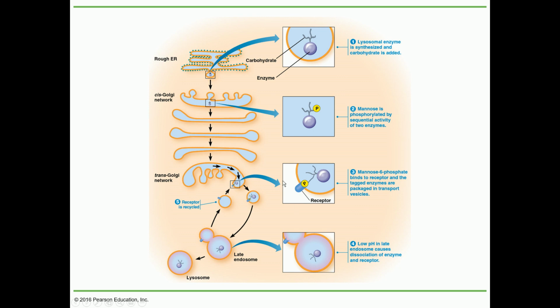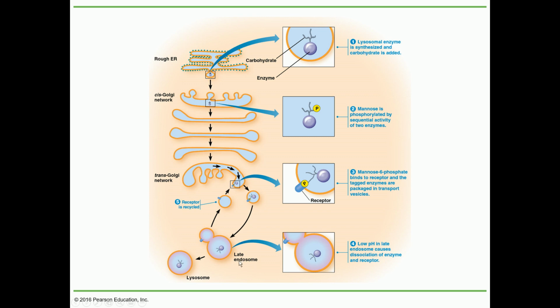So you can see here, it's shown actually. This is the receptor, and this is the lysosomal enzyme with mannose 6-phosphate, binding to its receptor, and you can see it is packaged in a transport vesicle. As this vesicle goes through different stages, it will fuse with the endocytic vesicles, and then it gets converted into early endosome, late endosome.